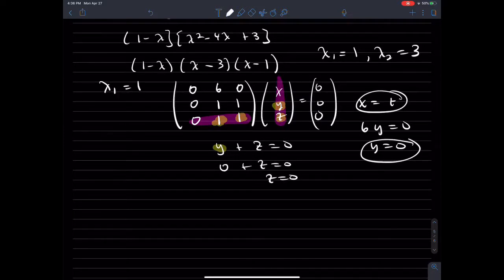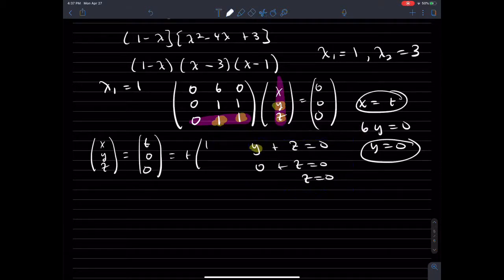So what do we have? x, y, z is equal to t times 1, 0, 0. You see how that works? So that's my eigenvector, my first eigenvector for 1.